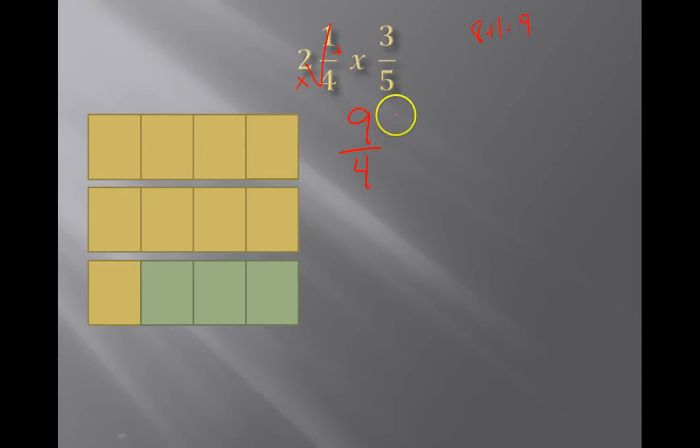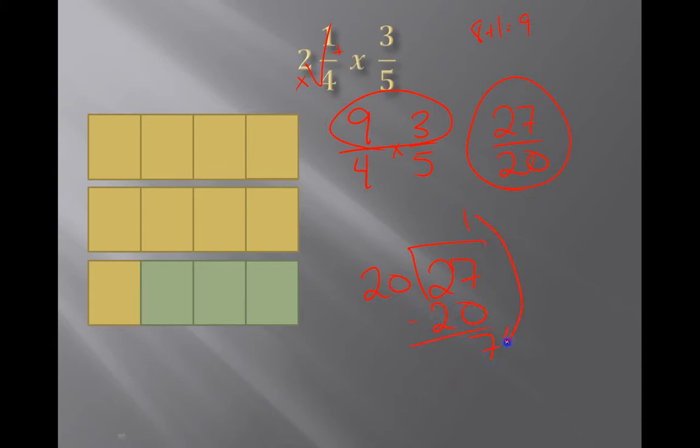So now we have 9/4 times 3/5. Multiply the top numbers. 9 times 3 is 27. Multiply the bottom numbers, that's 20. Now we have an improper fraction here. I want to convert that back to a mixed number. So I'm going to go 27 divided by 20. 20 can go into 27 once. We subtract it and we get 7.